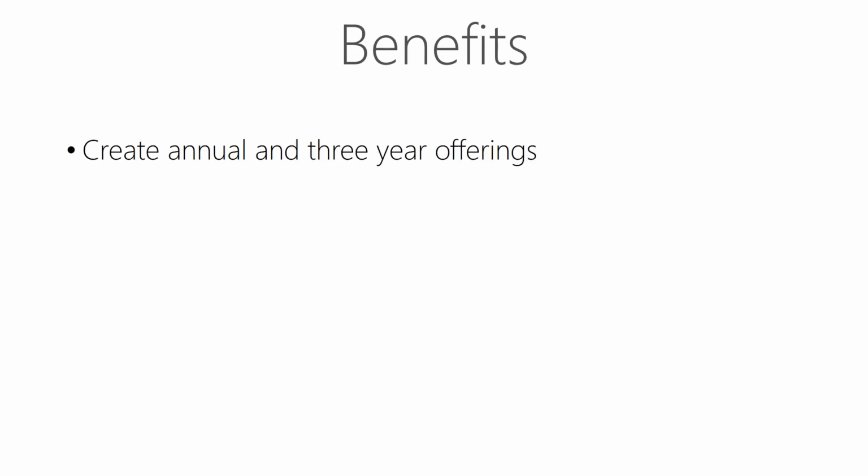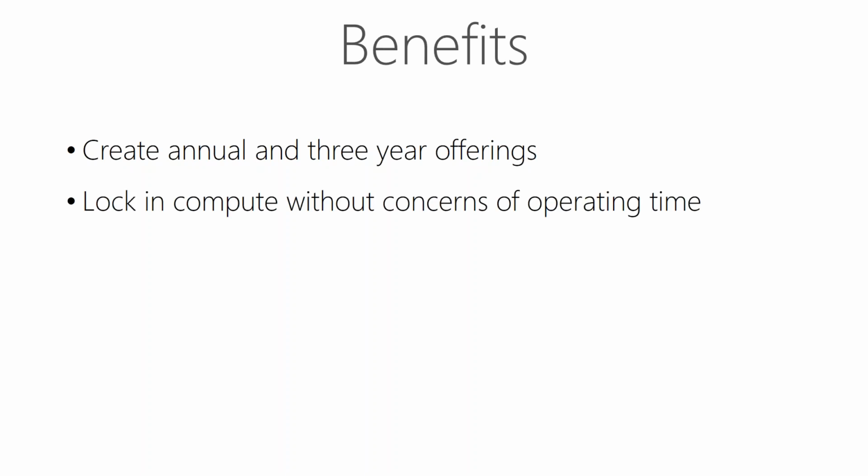So what are the benefits here? The benefits are that you can create annual and 3-year offerings now. So rather than having to worry about the month-by-month pricing, you can go in and say, right, if we reserve this instance for this period of time, we know that this is the fixed cost for the machine. It's going to basically cost us this independent of any time. So that's the difference here. You're locking in that compute cost without having to be concerned about how long the machine is running. So time becomes to an extent irrelevant when we do a reserved instance.